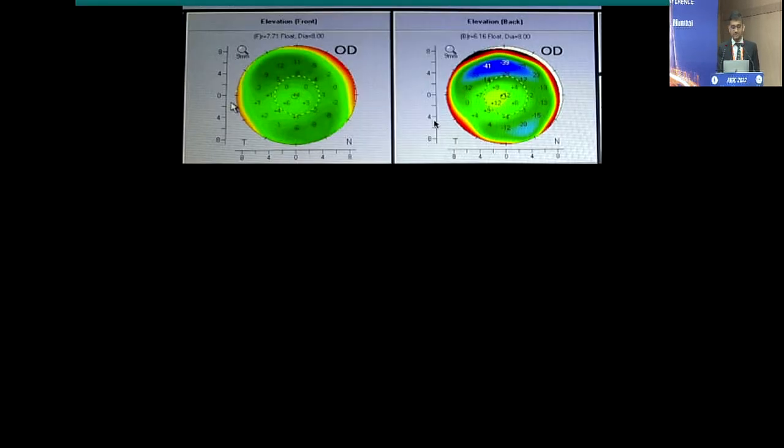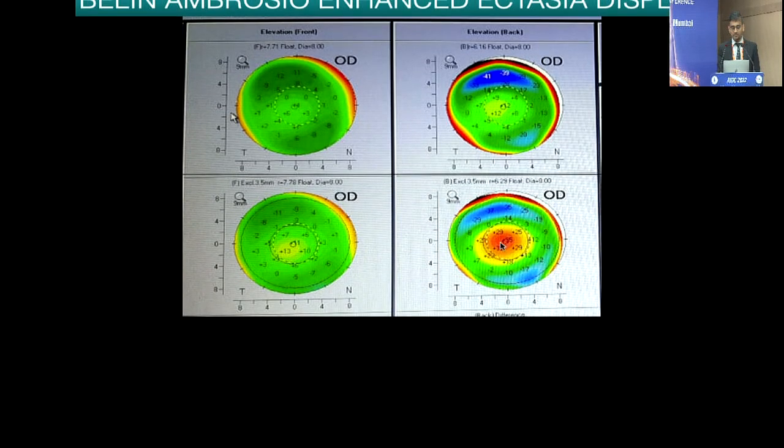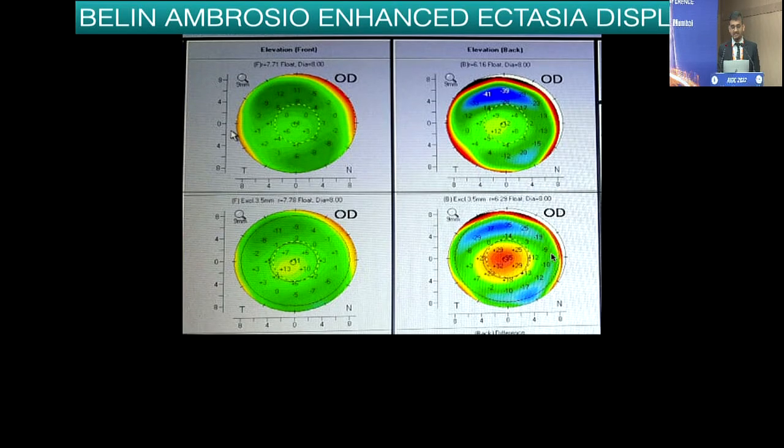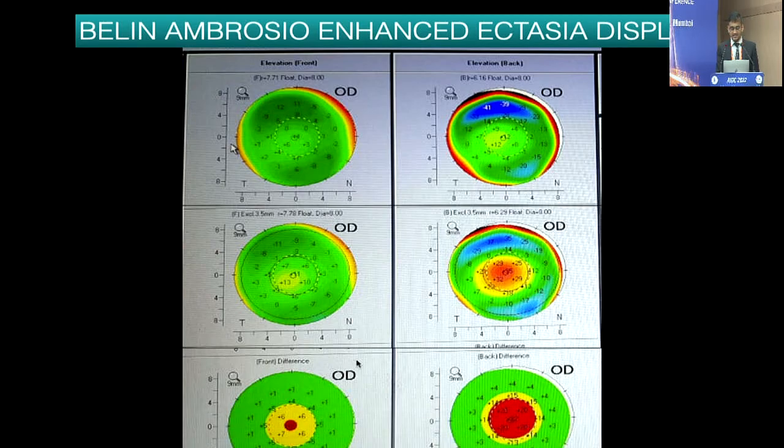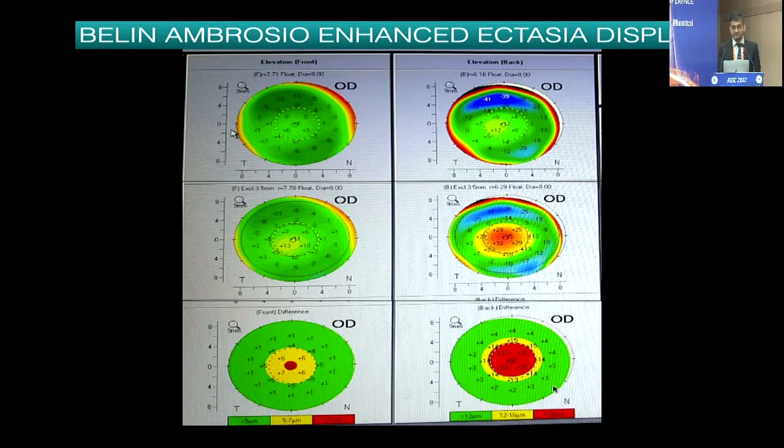So how do you apply it clinically? This is the patient's original elevations. Now when you apply the Belin-Ambrosio new reference surface, you can see clearly that the ectasia has been enhanced. Now what is the difference between these two? We get it in the difference map. Anything beyond 7 microns on the anterior and beyond 16 microns on the posterior becomes significant.